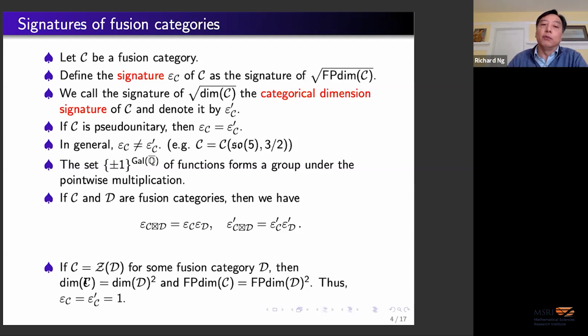Therefore, the signature can at least partially detect whether a fusion category is a trivial double or not. The signature of a Drinfeld center is always trivial, equal to 1. So in a sense, the signature kills all the doubles.